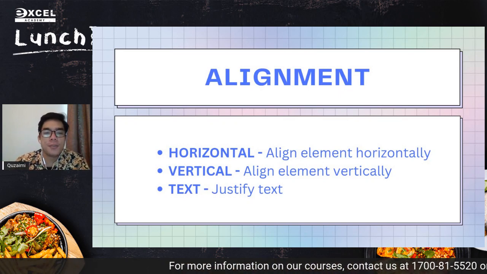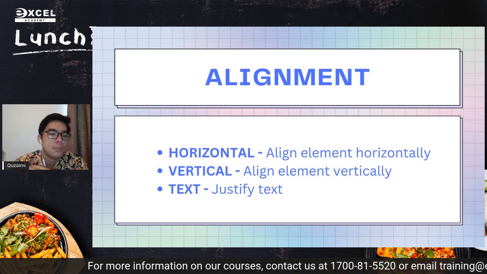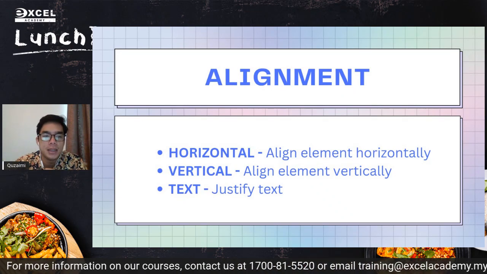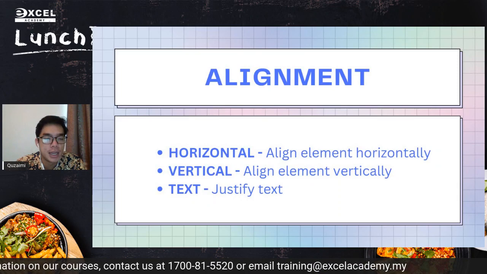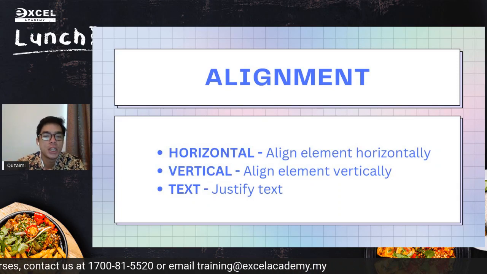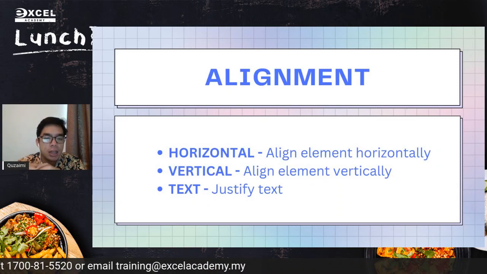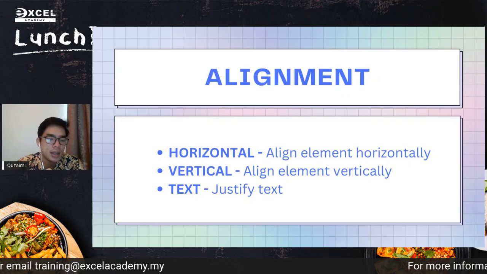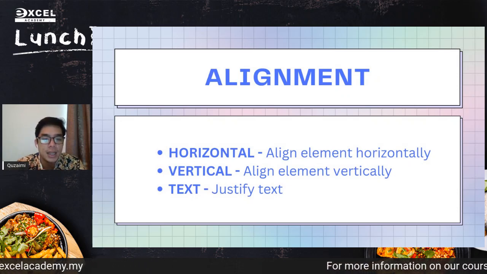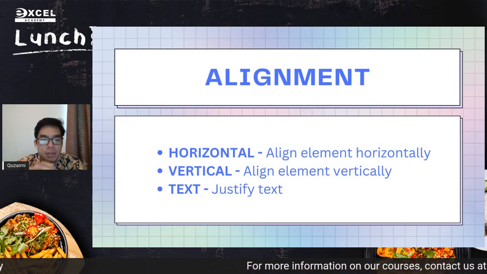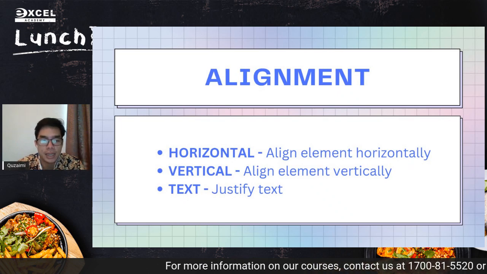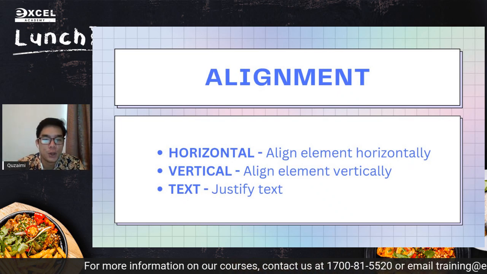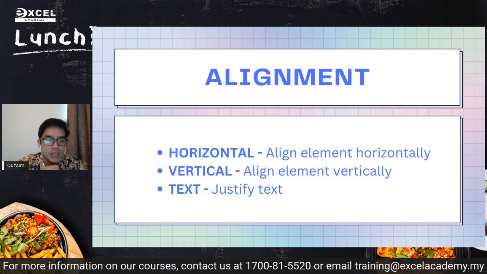Okay, so for elements such as gambar, if you have shapes dalam your design dan sebagainya, you ada pattern dan sebagainya, so kita nak gunakan this horizontal and vertical alignment. And kalau kita ada text in our design, kita nak gunakan text justify ni, which is sama ada kiri, kanan, tengah dan sebagainya. Okay, so let's take a look at our Illustrator.